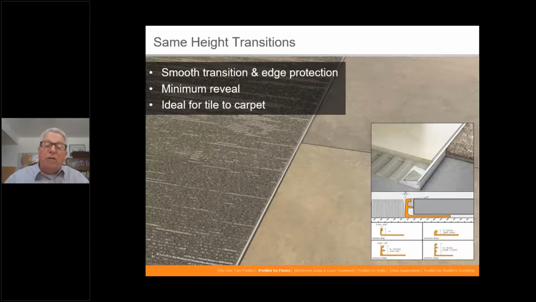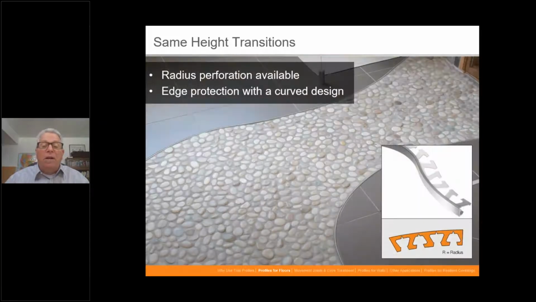And if you don't have a full tile at this edge where you're going to have a cut, it will give you a nice, clean, professional appearance when you transition from one flooring to the other. This one is available and can be radiused. You can see here the little radius picture showing that it's been cut by the manufacturer, or it can be done in the field if it's only a piece or two, to actually bend it into fairly tight radiuses. So keep in mind that you can do that.